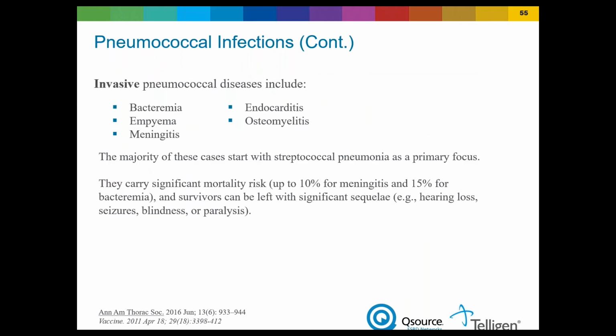On the other hand, invasive pneumococcal diseases include bacteremia, empyema, meningitis, endocarditis, and osteomyelitis, which are more serious conditions compared to non-invasive diseases. And the majority of these cases start with the streptococcal pneumonia as the primary focus. And they carry significant mortality risk, up to 10% for meningitis, 15% for bacteremia, and survivors can also be left with long-term complications such as hearing loss, seizures, blindness, and paralysis.